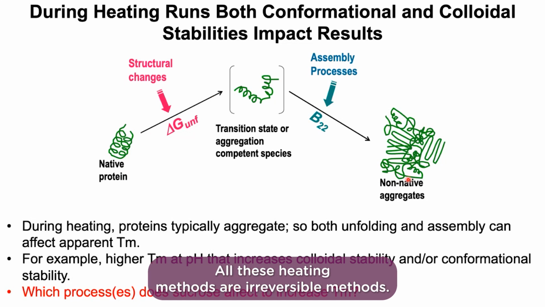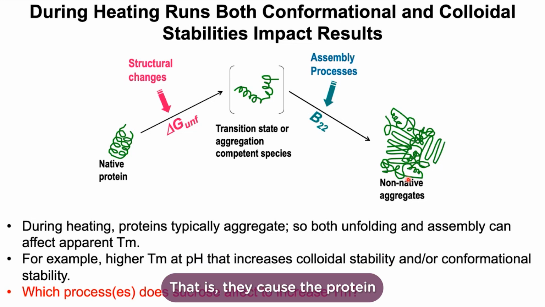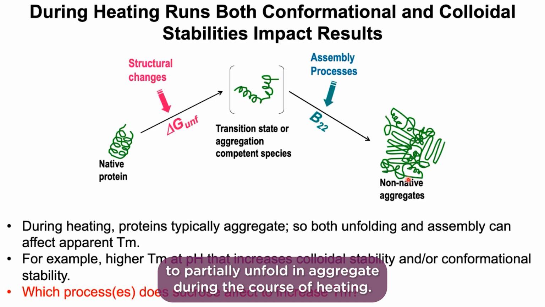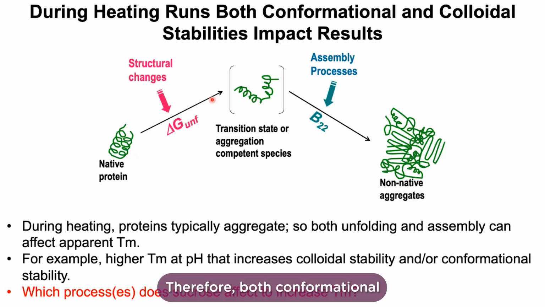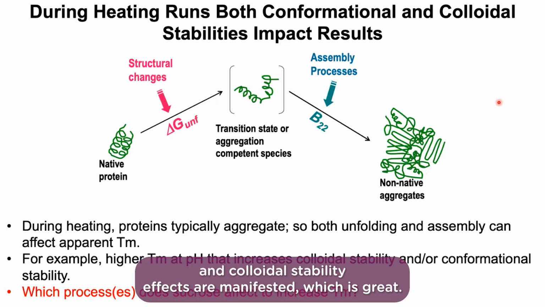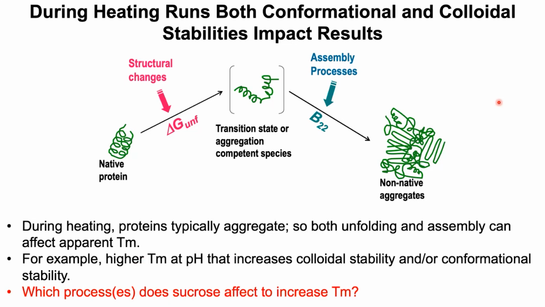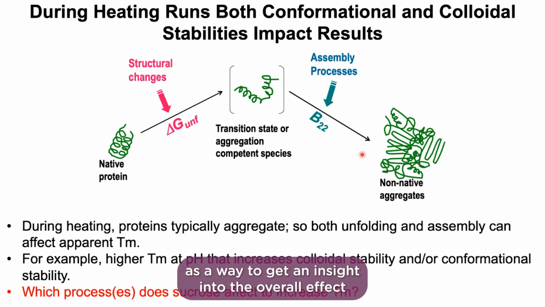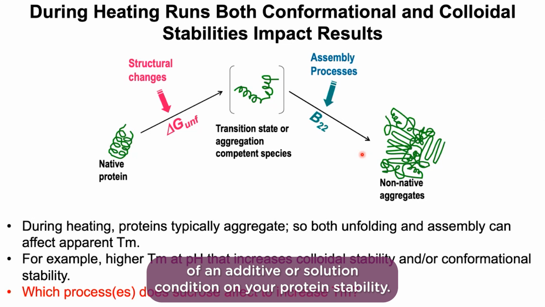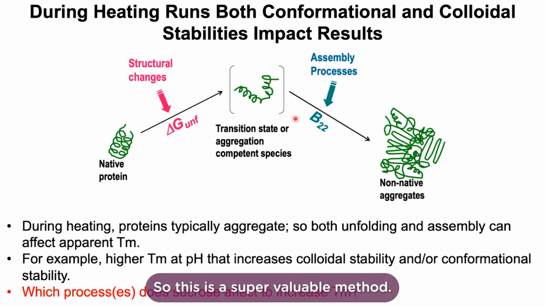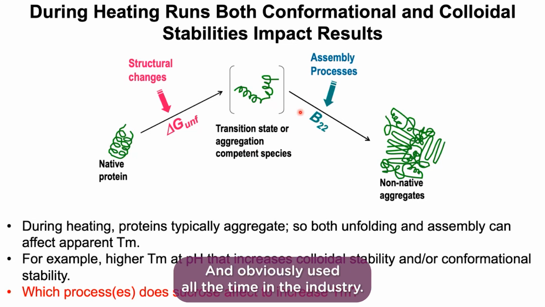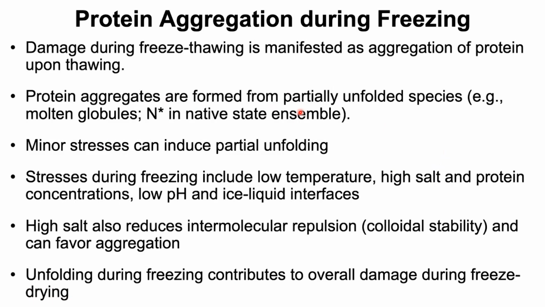All these heating methods are irreversible methods. That is, they cause the protein to partially unfold and aggregate during the course of heating. Therefore, both conformational and colloidal stability effects are manifested, which is great. I mean, that way you can actually just use thermal scans as a way to get an insight into the overall effect of an additive or a solution condition on your protein stability. So this is a super valuable method and obviously used all the time in the industry.